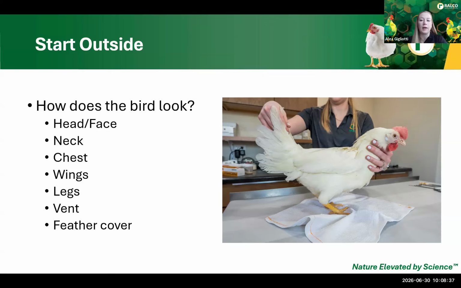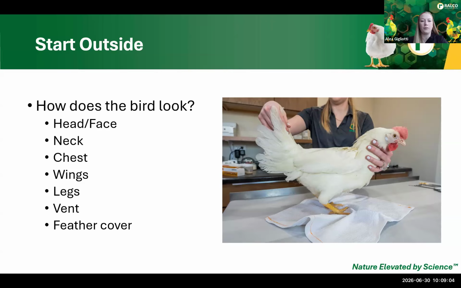But once you actually do go to look at an individual bird, you want to look at what the bird looks like overall. It sounds simple, but it can tell you some really important things. And it can also differ depending on whether you have picked a live bird or a mortality that you've picked up. A lot of things are going to look different than a live bird, but there are some things that you may be able to notice depending on how fresh that mortality is.